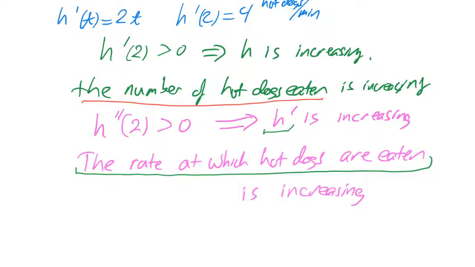So that's how to handle the second derivative. If you're asked to interpret the second derivative, you use it to explain what h prime is doing, what the first derivative is doing. All right, so if h double prime is positive, that means h prime is increasing. And then just figure out what the words are that describe h prime.